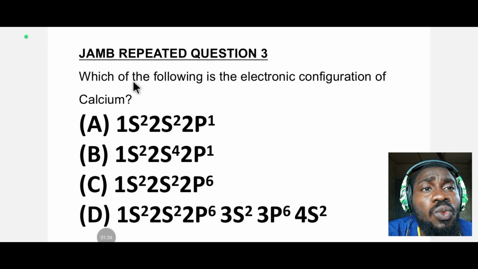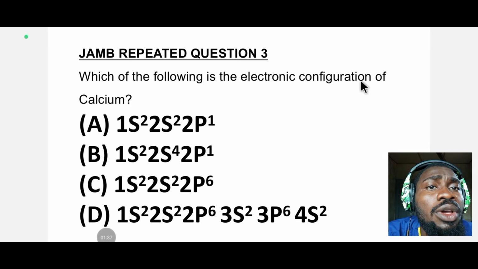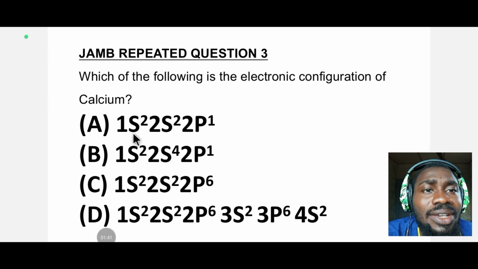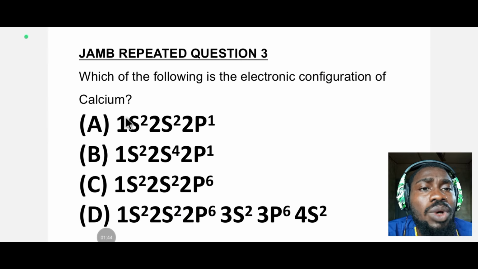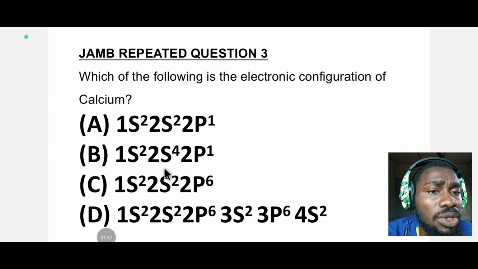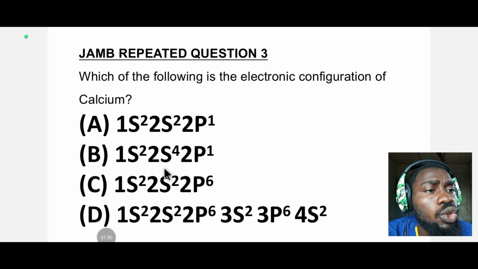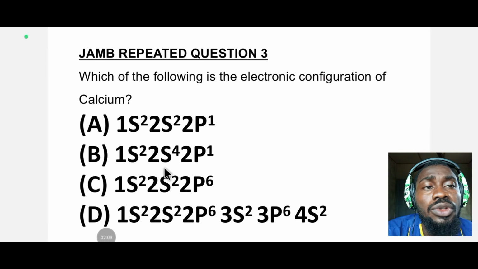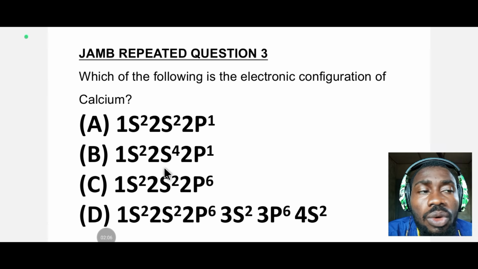says, which of the following is the electronic configuration of calcium? A, 1s2, 2s2, 2p2, and so on. These options are all electronic configurations. So let's head straight into the technique of solving this JAMB problem, which is always repeated every year in JAMB UTME. So this is a free mark. If you know electronic configuration, you already have a free mark waiting for you in your JAMB UTME 2026.